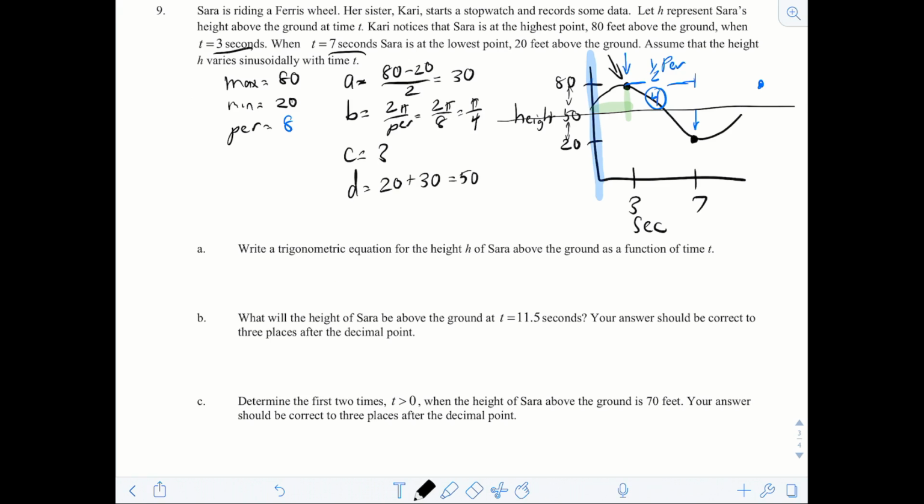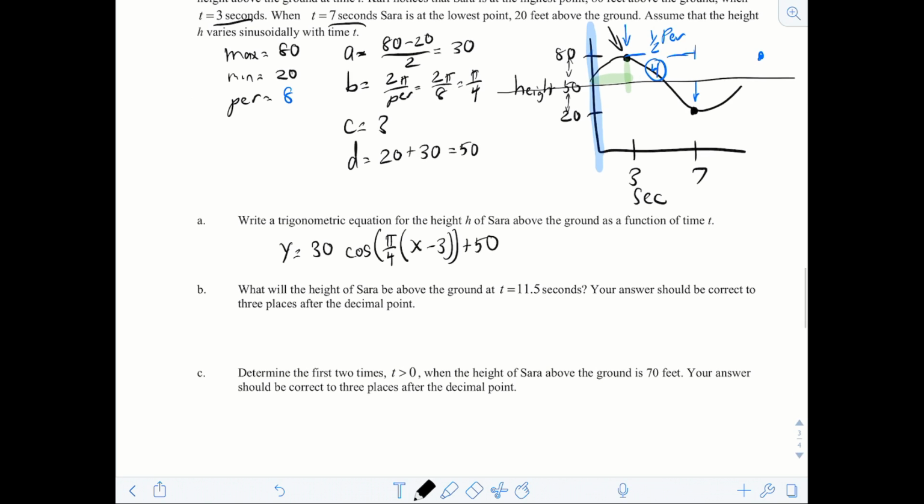So I'm going to write down my trigonometric equation. You most likely want to use cosine. My A value is going to be 30 cosine of parentheses, my B value, pi over 4, parentheses. So we do 2 sets of parentheses: x minus 3 for my C value, and then plus 50. Now, I didn't do things in terms of H and T, but that is okay. I'm not going to dock you points because you wrote the wrong variables. But yes, H is supposed to be the y value, and T is supposed to be the x value.